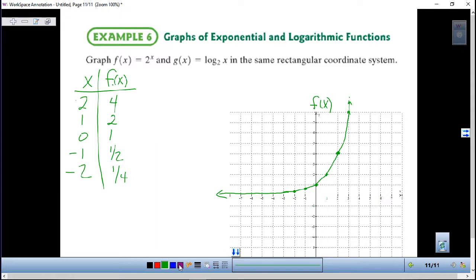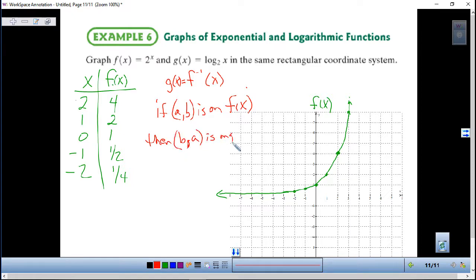Now, when we go to graph log base 2 of x, what do we know about that? Remember, it's the inverse. So g of x is equal to f inverse of x. And what do we know property-wise of the inverses? Well, remember, if (a, b) is on f of x, then (b, a) is on g of x, or let me write that as f inverse. And since g of x is f inverse, then all we have to do is take every one of these points right here and swap the x's and the y's.